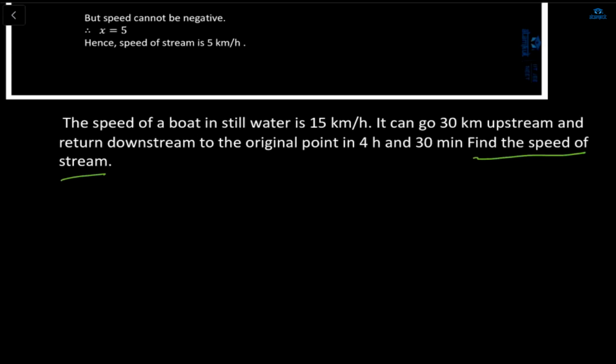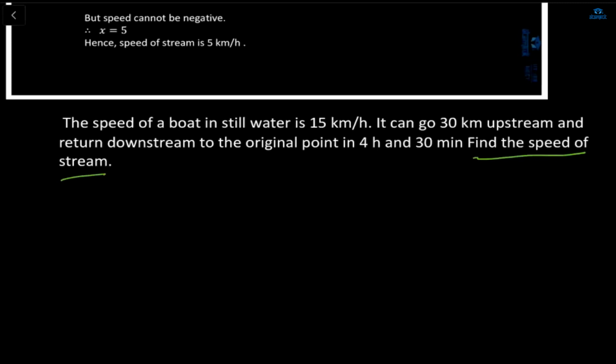How are you going to form the equation? See, this is given: speed of boat is 15 kilometer per hour. Now speed of stream you are going to assume as x kilometer per hour. What will be the speed of boat in upstream? 15 minus x. And what will be the speed of boat in downstream? 15 plus x.